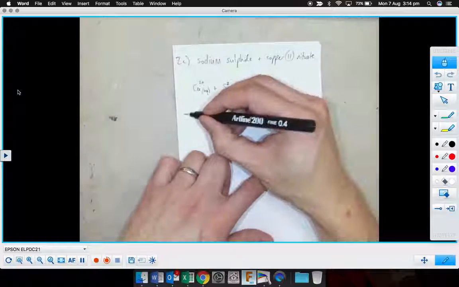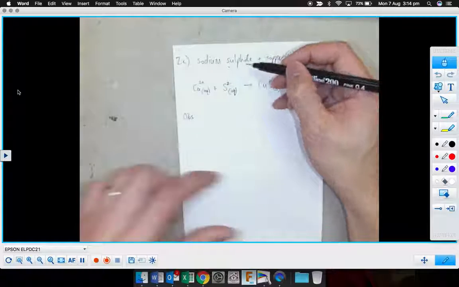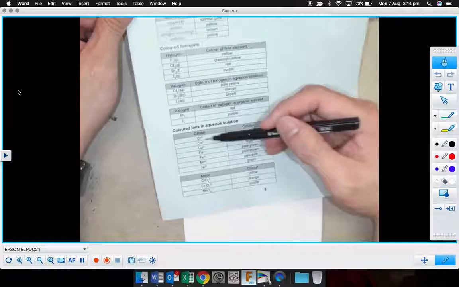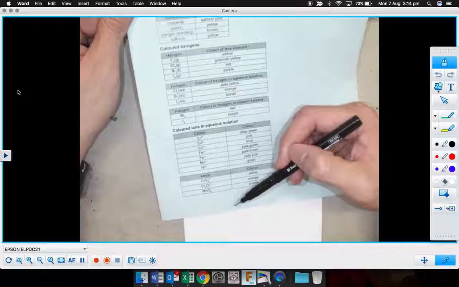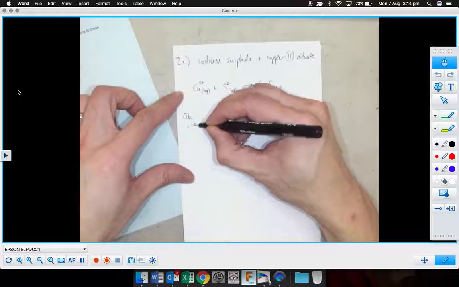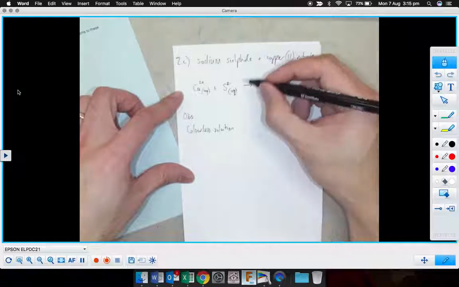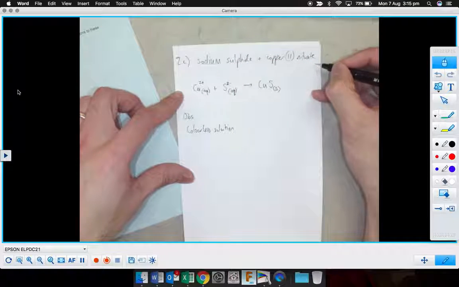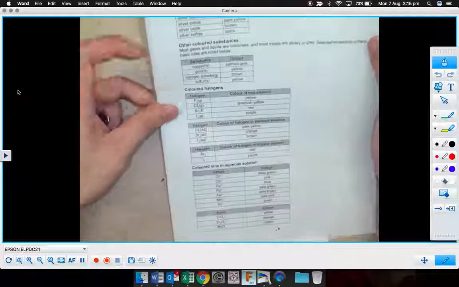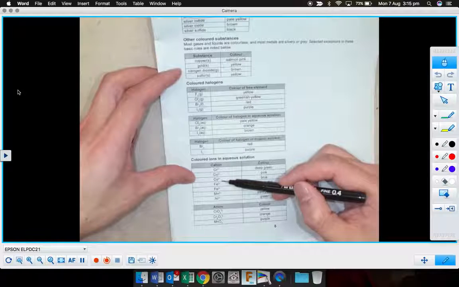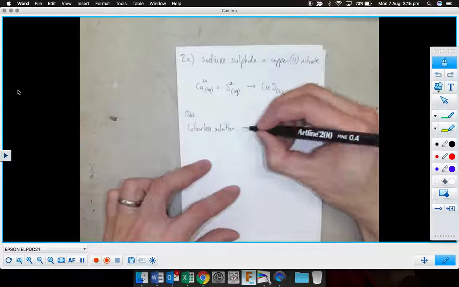All right, now we can do the observations. So we need to know what color sodium sulfide is. We look through here. We know that it's a solution, so we know that it's down here. We look for sodium or sulfide, and neither of them are there. So therefore, this is a colorless solution. That's this one here, sodium sulfide, colorless solution. Copper 2 nitrate. So, copper, is it here? Copper, yes it is. Copper 2 plus, and it is blue. So the copper 2 nitrate is a blue solution.